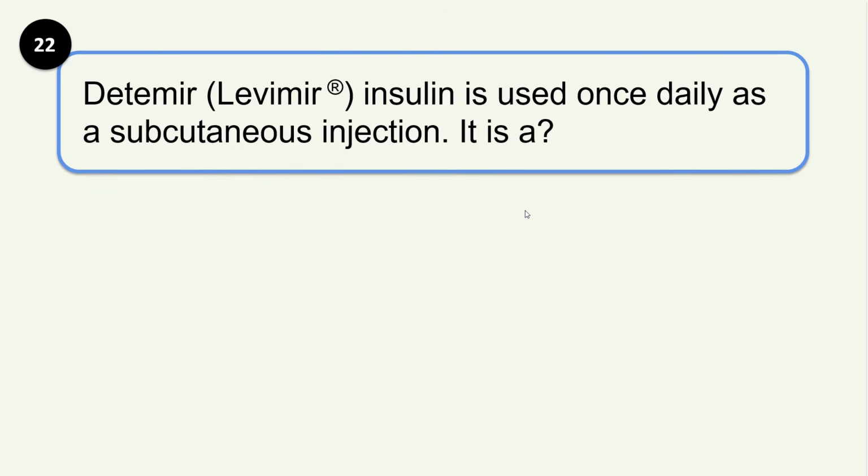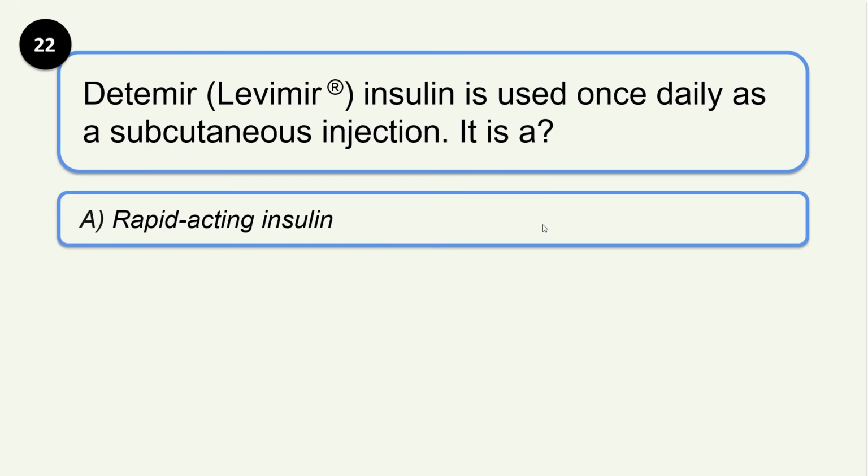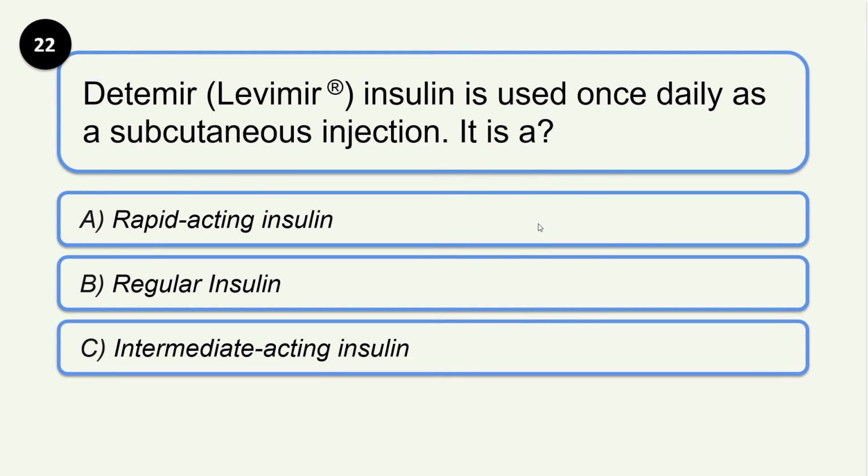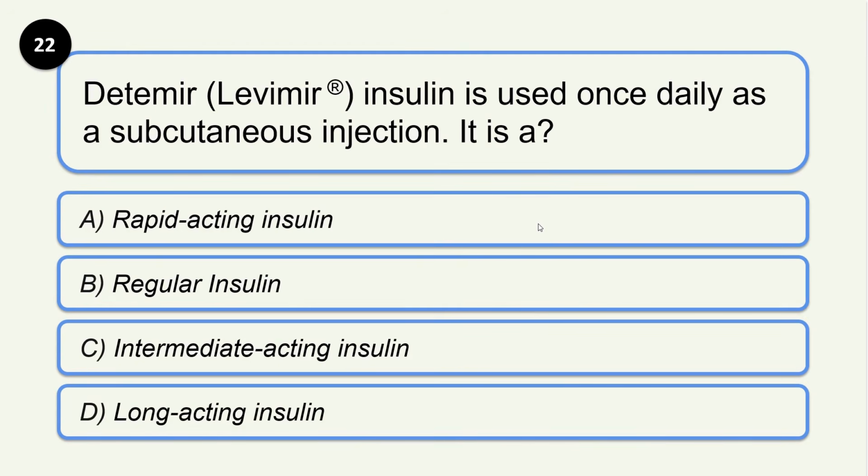Next, Detemir, the brand Levemir, insulin is used once daily as a subcutaneous injection. Is it A, a rapid acting insulin, B, regular insulin, C, intermediate acting insulin, or D, long acting insulin? Correct answer is D. Levemir is a long acting insulin, similar to other long acting insulins like glargine, Lantus, and also degludec, which is another long acting insulin.